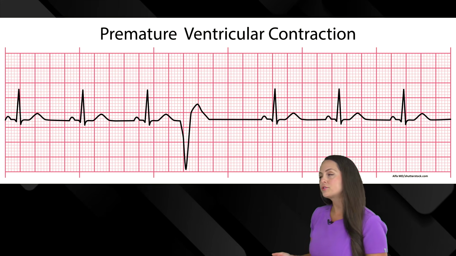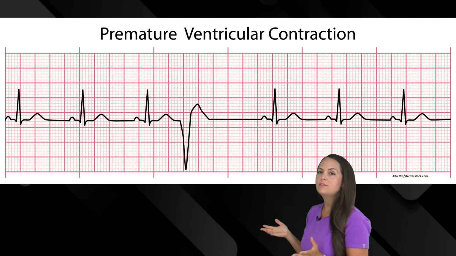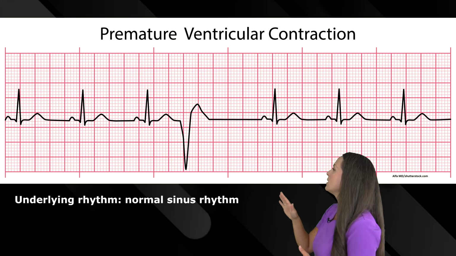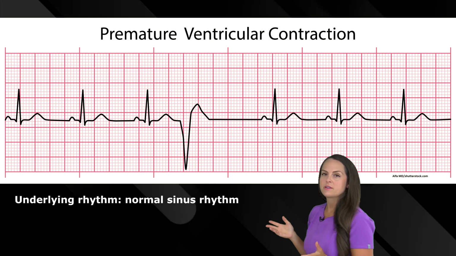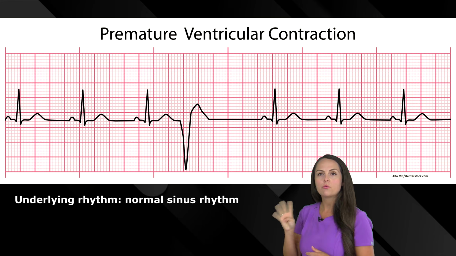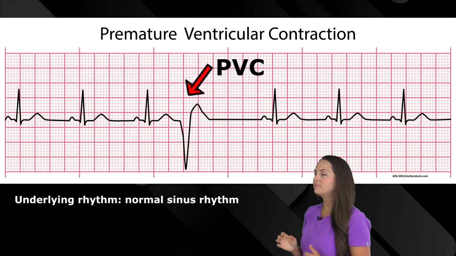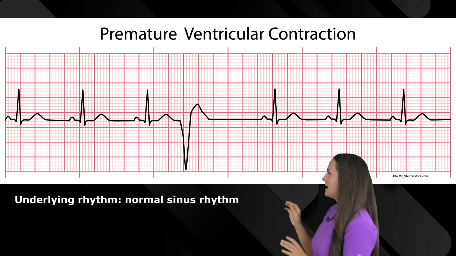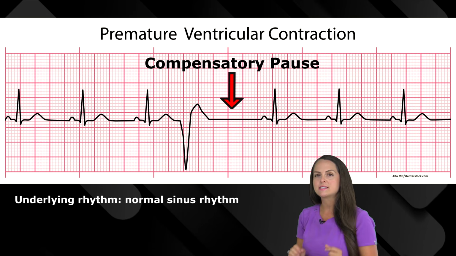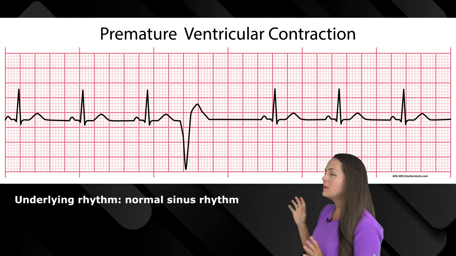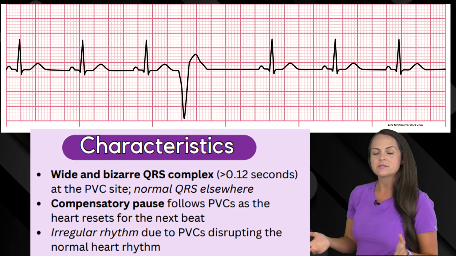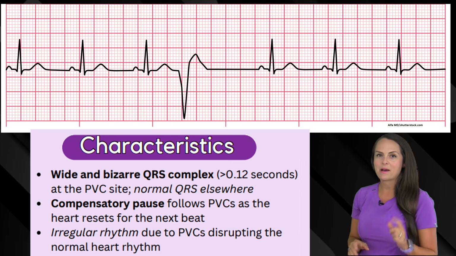process. And here on your screen you can see what a typical PVC may look like when it presents within an underlying rhythm. So our underlying rhythm is normal sinus rhythm. So we have our little sinus beats going, and then all of a sudden on our fourth beat we have that PVC. And notice after the PVC we have this little pause known as a compensatory pause. That's just allowing the heart to reset itself, and then our SA node picks things back up again, and then sinus rhythm resumes.